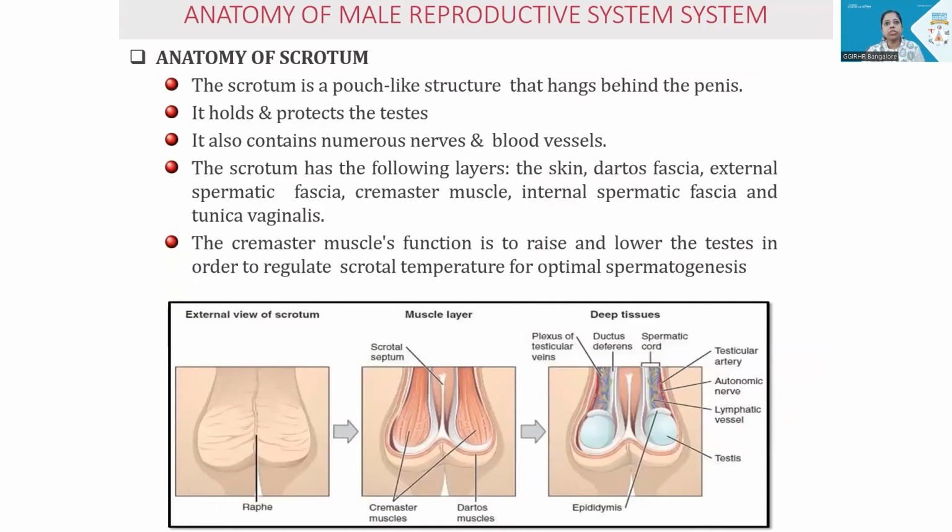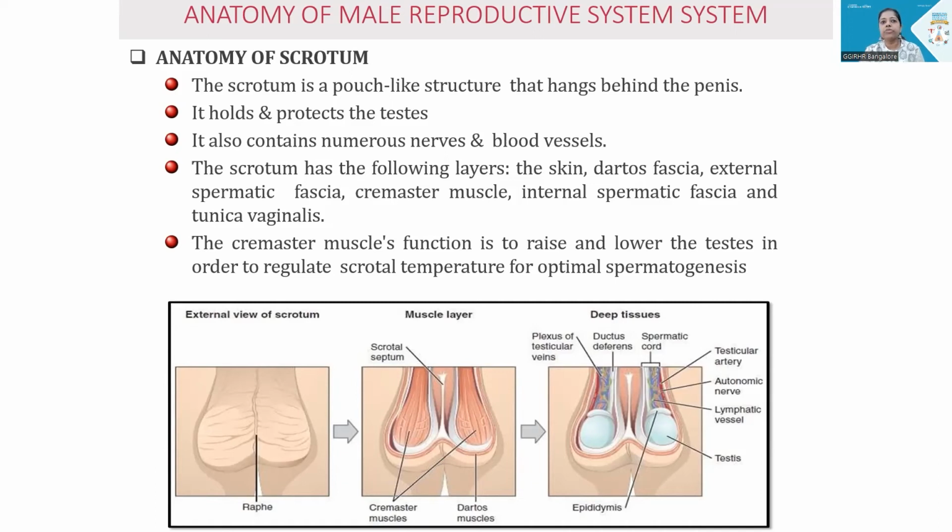Anatomy of the scrotum. The scrotum is a pouch-like structure that hangs behind the penis. It holds and protects the testis. It is very sensitive because it contains numerous nerves and blood vessels. The scrotum has the following layers: skin, dartos fascia, external spermatic fascia, cremasteric muscle, internal spermatic fascia, and tunica vaginalis. The cremasteric muscle's function is to raise and lower the testis in order to regulate scrotal temperature for optimal spermatogenesis. The scrotal skin is very thin, rugosity is very high, and it is pigmented.